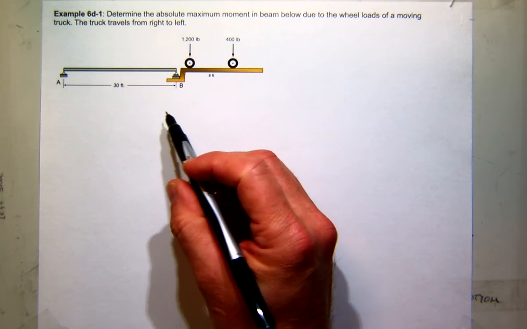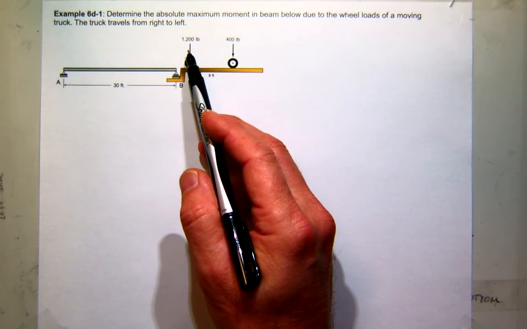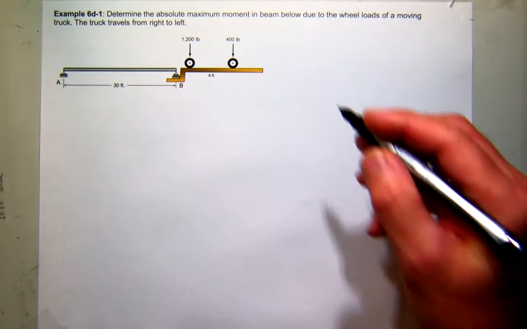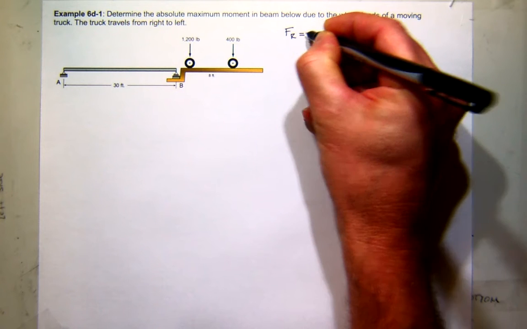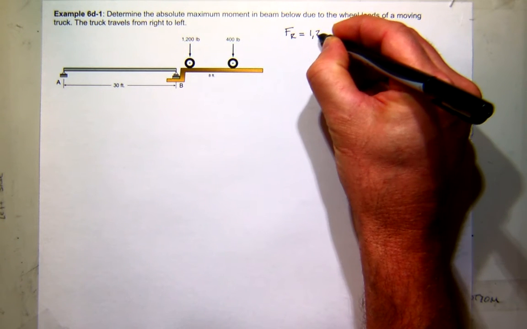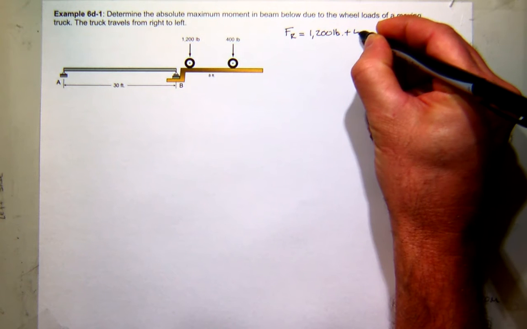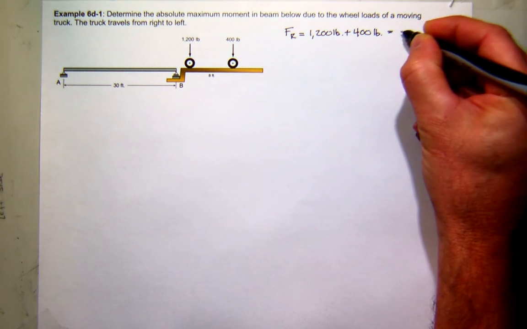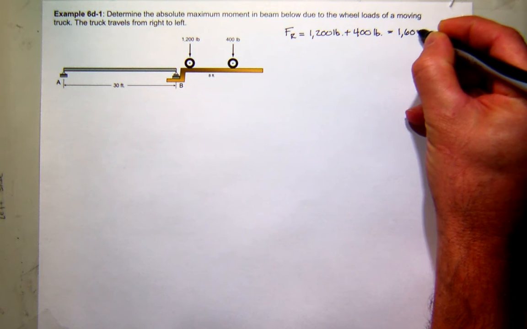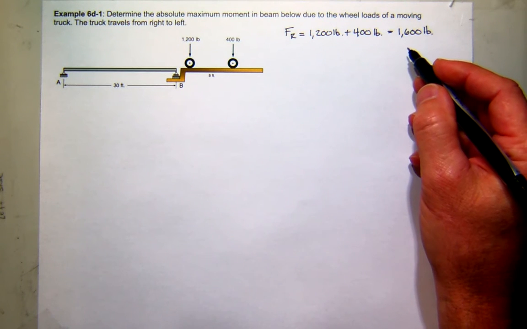So remember in our discussion previously, we need to first find the resultant force and where it would be located. I think the resultant force calculation is not too hard. The resultant force will just be 1,200 pounds plus 400 pounds, which by my calculation is 1,600 pounds. You may check that. Is that okay?